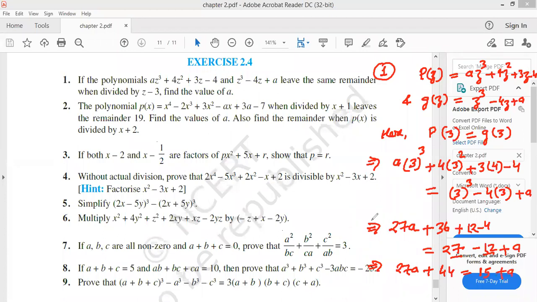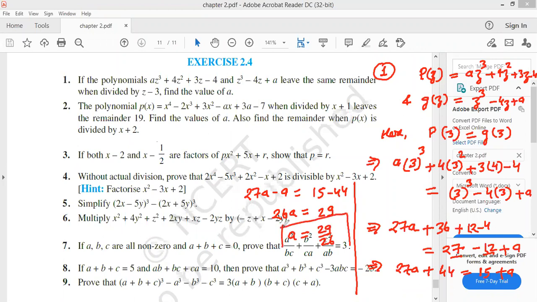Plus a. Now if you simplify further, you will get 27a minus a is equal to 15 minus 44. So 27a minus a is 26a, and that is equal to 44 minus 15. How much will come? 14 minus 5 is 9, and 3 minus 1 is 2, so 29. So a is equal to 29 by 26.